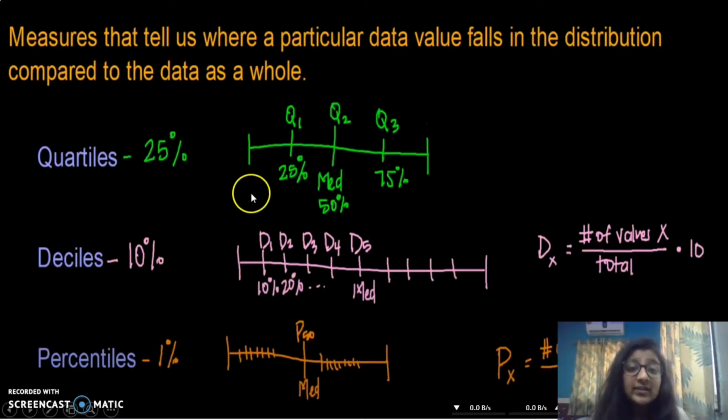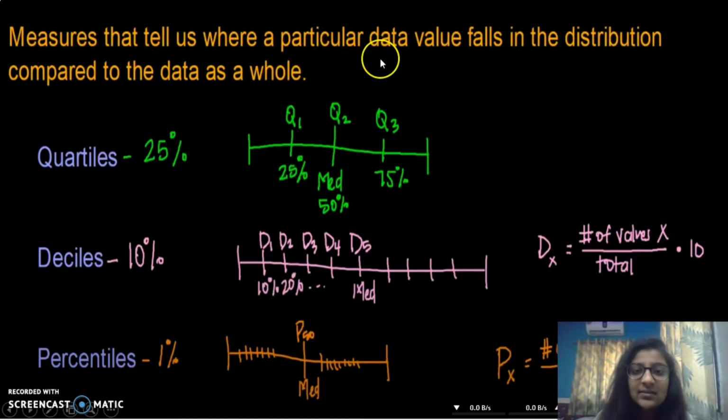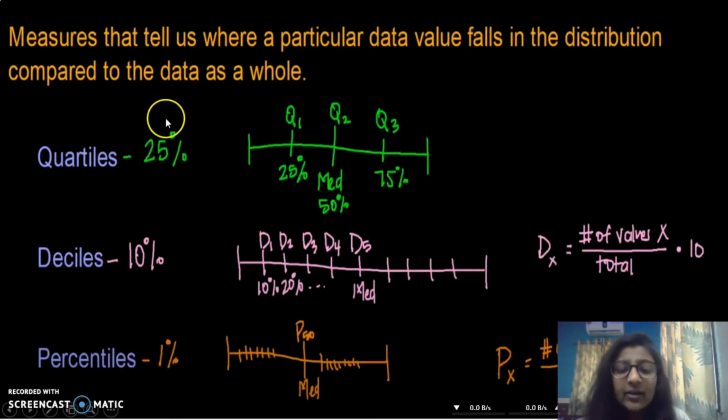Okay, so 25% of your data is considered to be Q1. Your median, which is the 50th percent, will be considered as your Q2, and the 75th percent, which is above the median, will be considered as Q3. So your data is, you can say, divided into 4 parts.